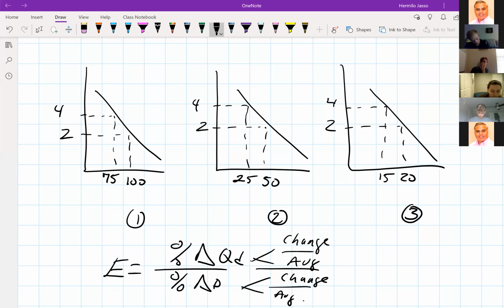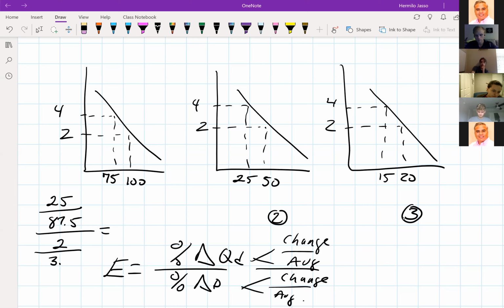Okay, we're trying to find the elasticities of these three situations. Let's go with situation number one. What is the change? 25. Divided by the average. How much is the average? 87.5. Divided by the change in price, which is what? 2 divided by 3. So 25 divided by 87.5 equals 0.29.